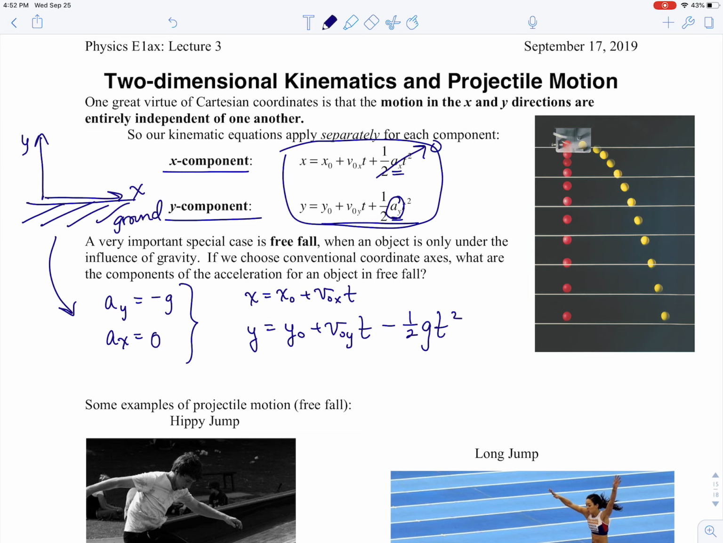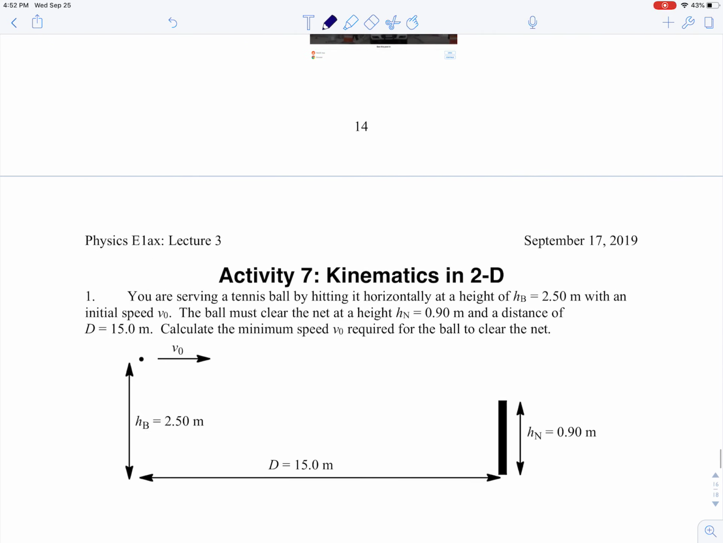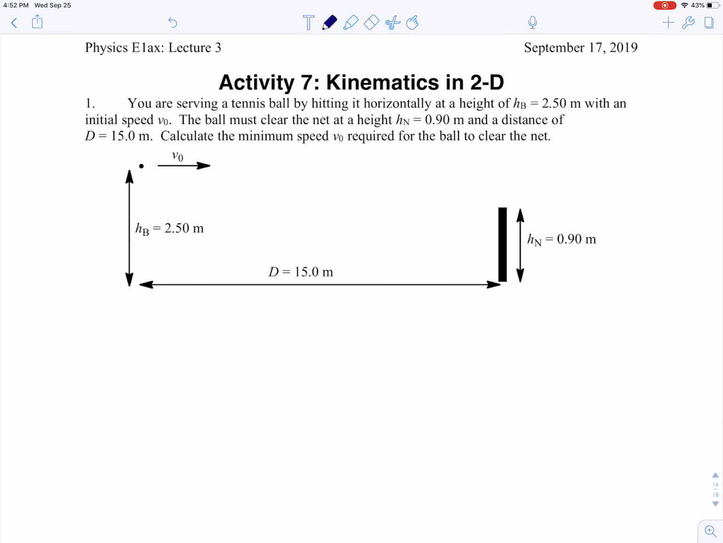So let's try a problem on two-dimensional kinematics. So here you're supposed to be serving a tennis ball by hitting it totally horizontally at this height and with an initial speed v naught. And it says the ball must clear the net, so this is the net, at a height of 0.9 meters, and it's a distance of 15 meters away. And we want to calculate the minimum speed required for the ball to clear the net.